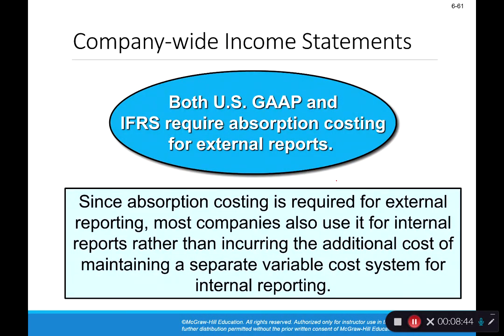A couple of wrapping up comments. I already mentioned this earlier, but GAAP and IFRS both require absorption costing for external reporting. So we need to use absorption costing to do our external reporting and financial statements, but you could see that for a lot of our internal decision making, variable costing and using the contribution margin or segment margin income statement format is far superior. So what that means is that companies are going to have to consider doing two types of costing methods, one for external reporting and one for internal decision making.